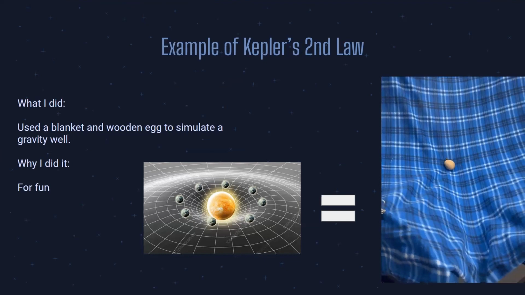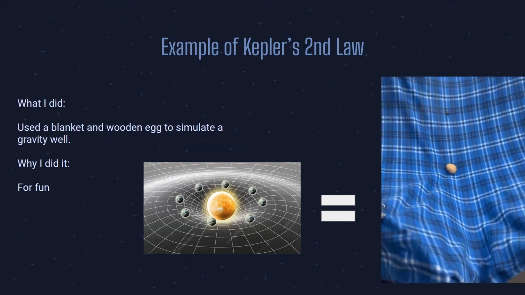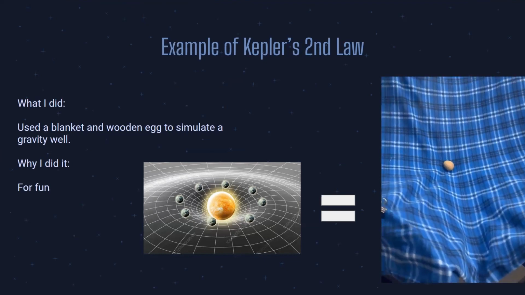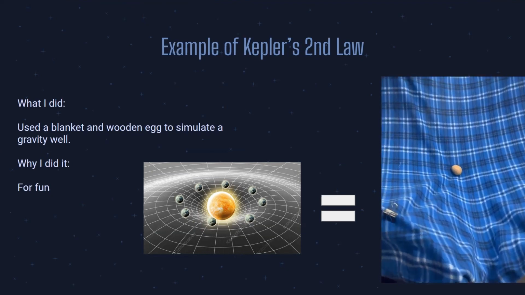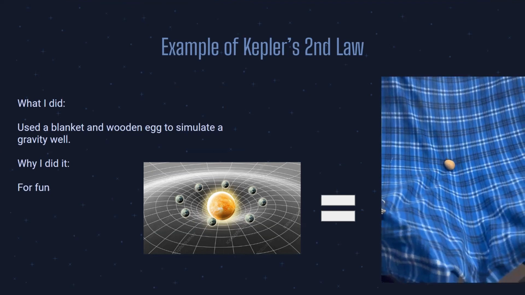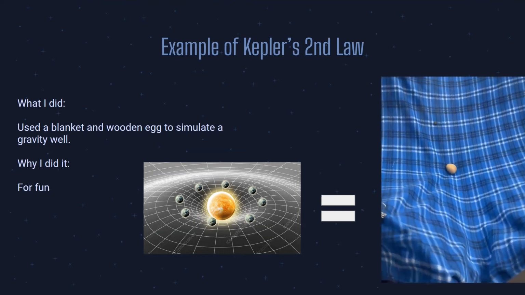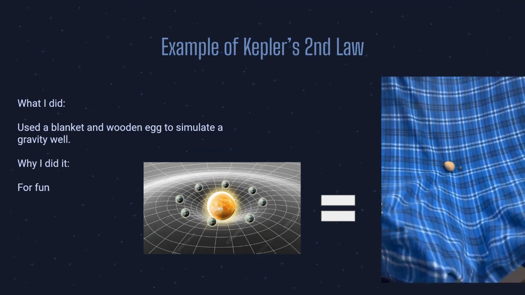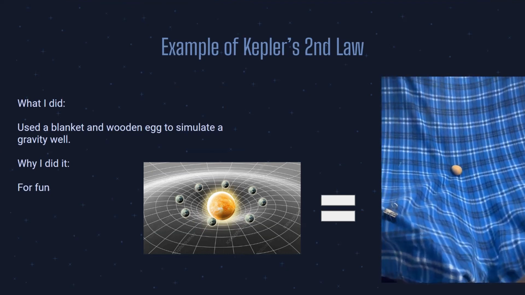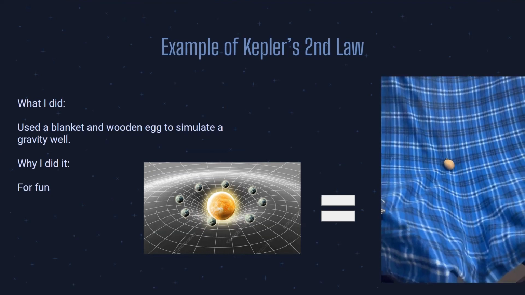Okay, what I did here was I used a blanket, a wooden egg, and some marbles to simulate a gravity well. And when you throw the marble around the blanket and it circles the egg, it simulates a planet orbiting the sun. And you can see as it gets closer to the egg, or the sun, I don't know if you can see in here, but it spins faster.